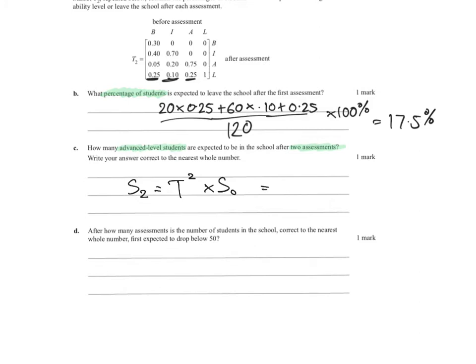All right, that would give you a 4 by 1 matrix. And we want to know advanced level. So this was beginner, intermediate, advanced, and left. So it's going to be the value that's in that third row. If you do that calculation, in the third row, that value should have been 43 students.